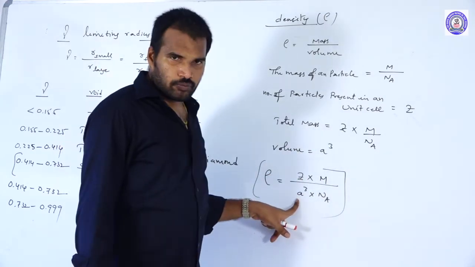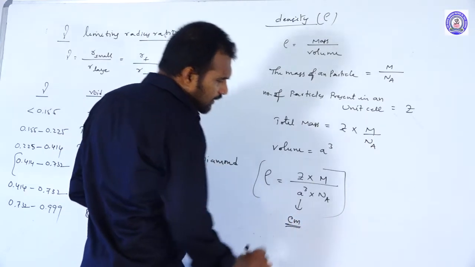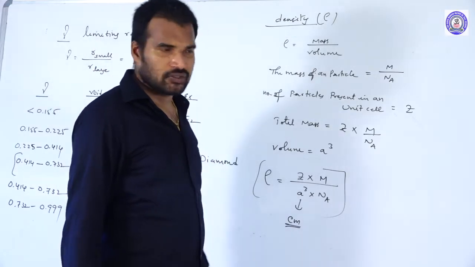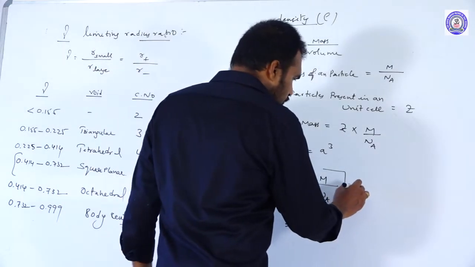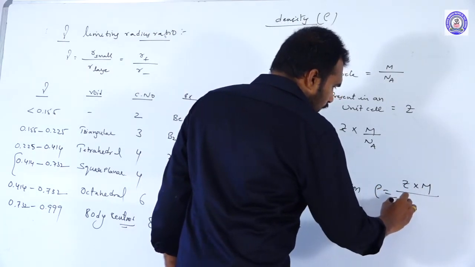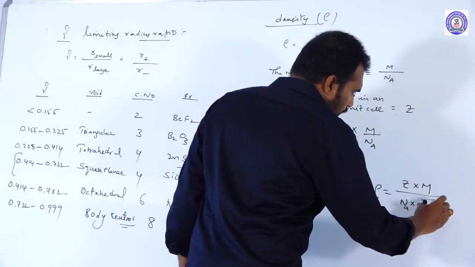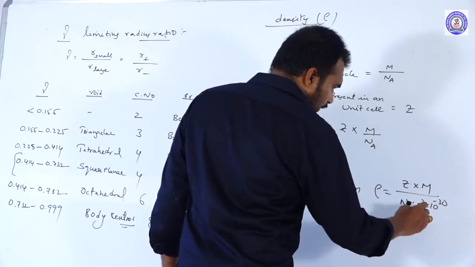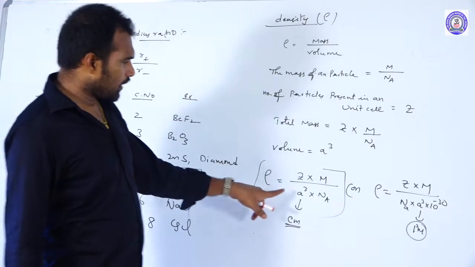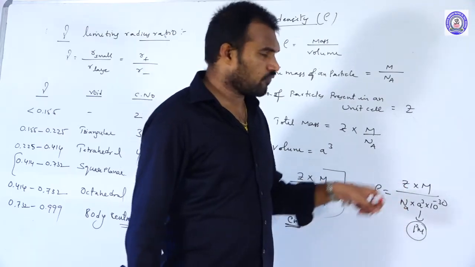And what is the volume? a cube. This is the formula when a is in centimeters. Edge length given in centimeters. Sometimes what happens? Edge length they may give in picometers. In case of picometers, we should use this formula. Rho is equal to Z into M by Na into a cube into 10 power minus 30, where edge length is in picometers. This interconversion you should remember. If you take the edge length directly in centimeters, this is the formula. If the edge length is given in picometers, this is the formula.